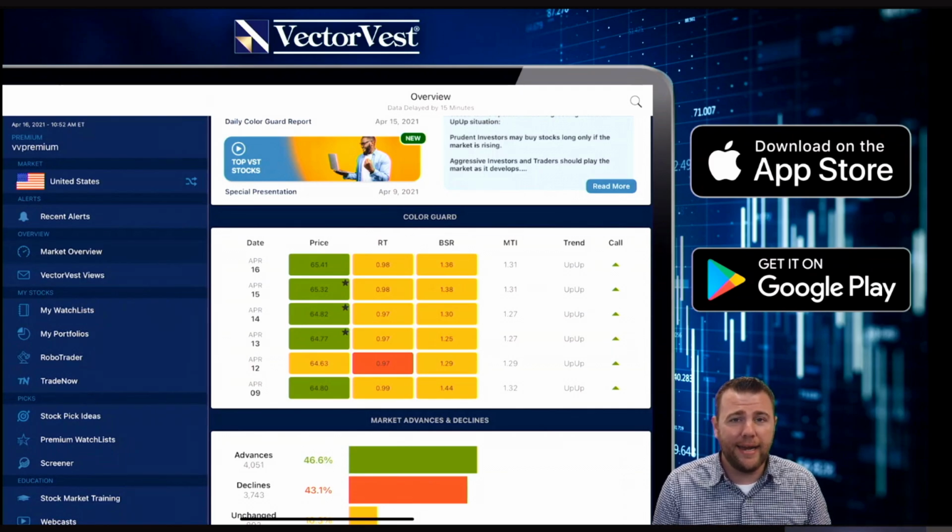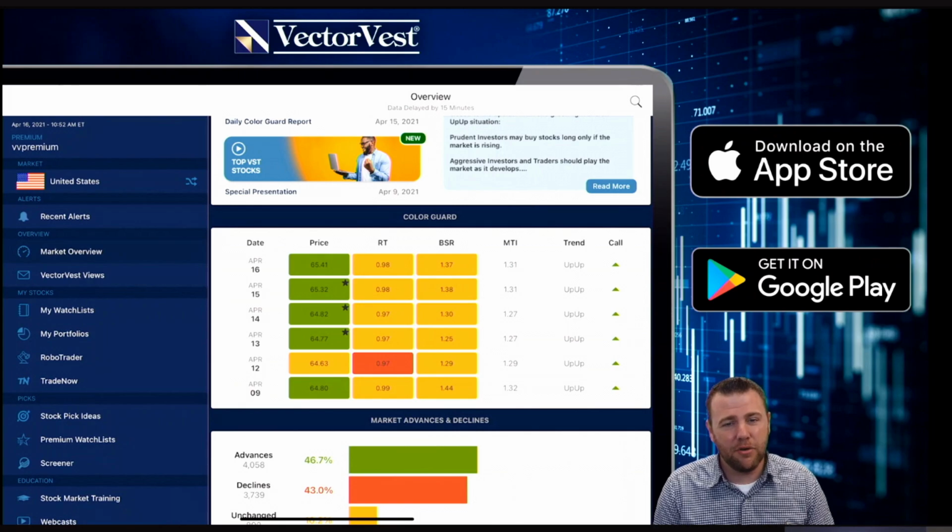Then these 3 indicators are comprised to come up with the MTI, or the market timing indicator. This is looking at the underlying trend of the market, and it's cast on a scale of 0 to 2 again. So above 1, the underlying trend of the market is up. Below 1, the underlying trend of the market is down.